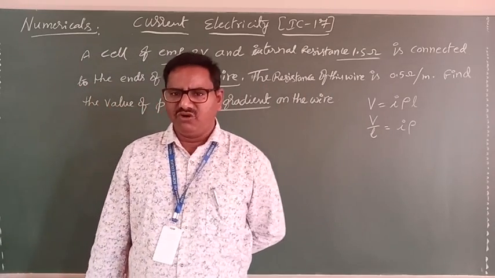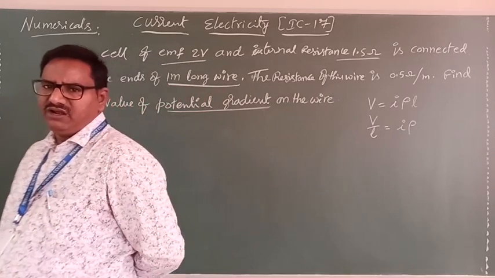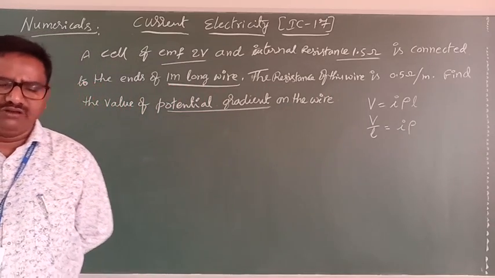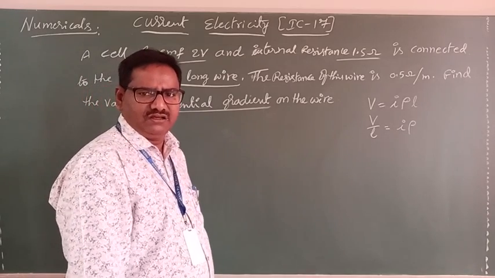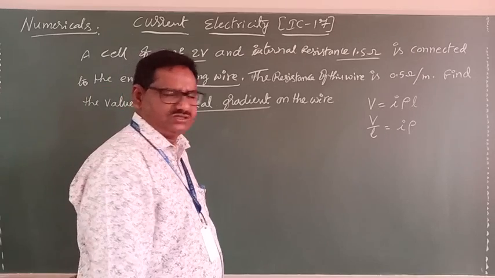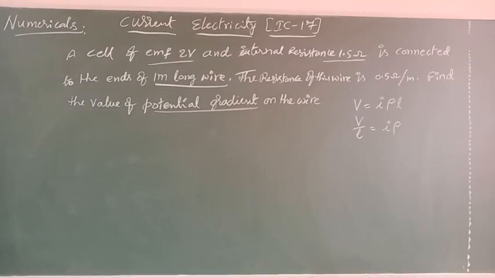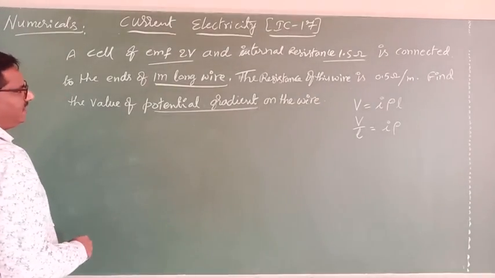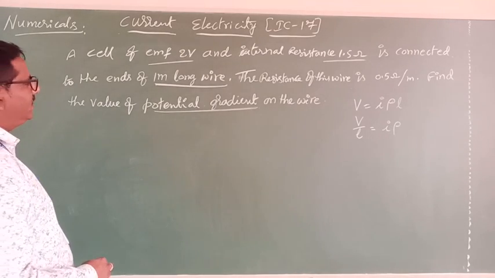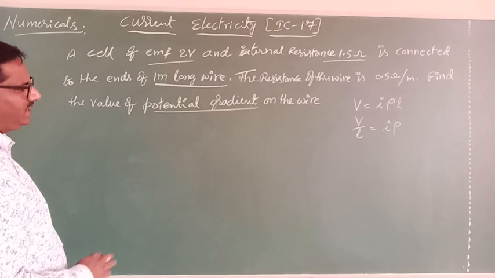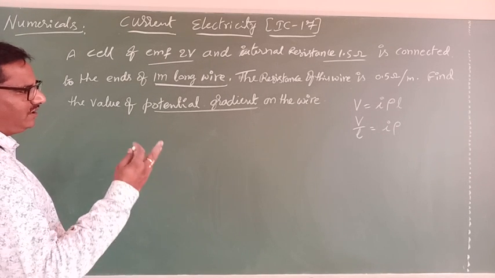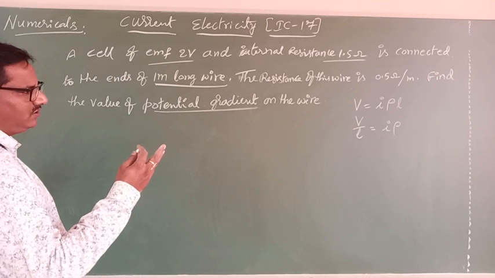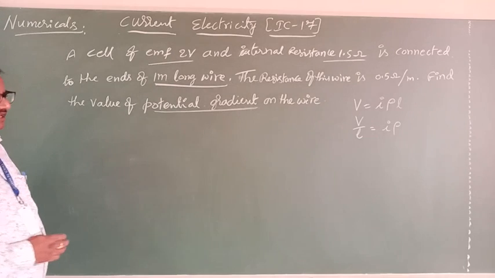Just change one word. There we learned about the potential only. Just potential per unit length is called potential gradient. So that is also one of the uses of potentiometer. In this sum, current is not given directly. Resistance they gave. So we will convert the current and rho, both we will change.